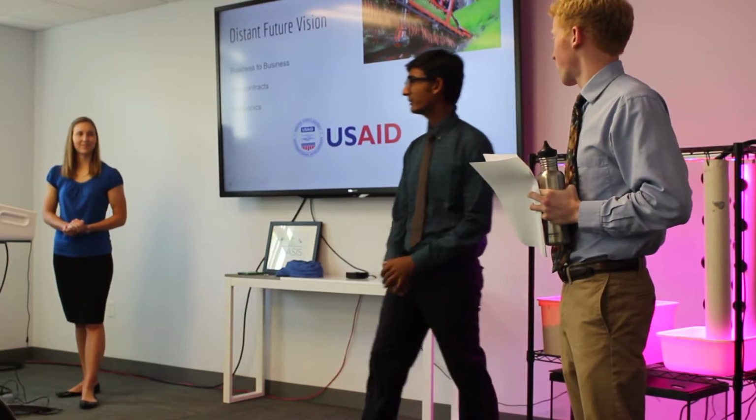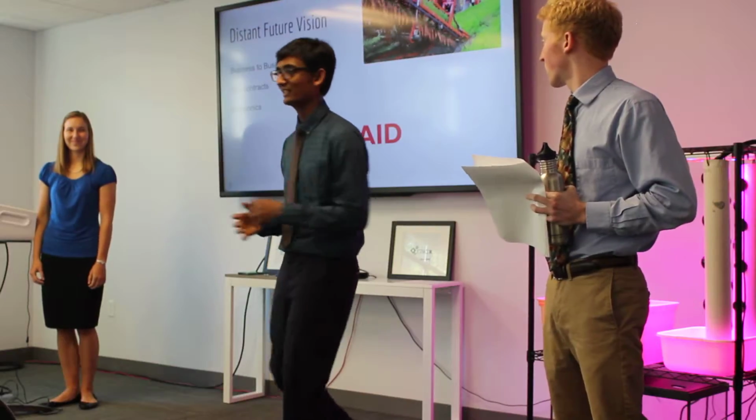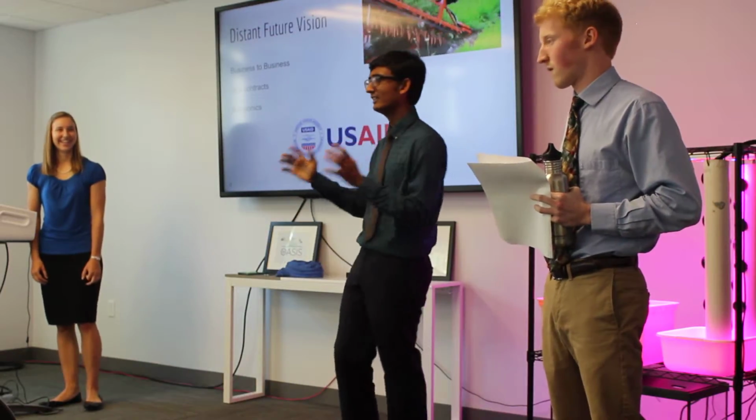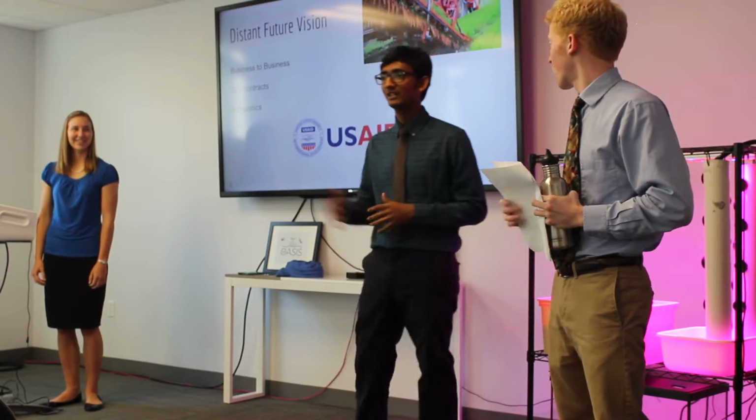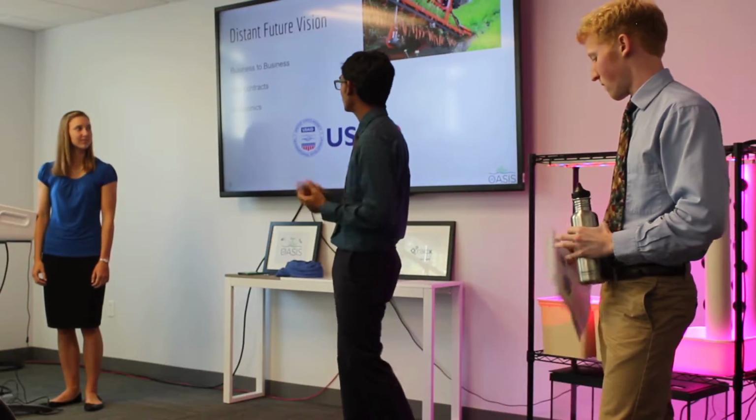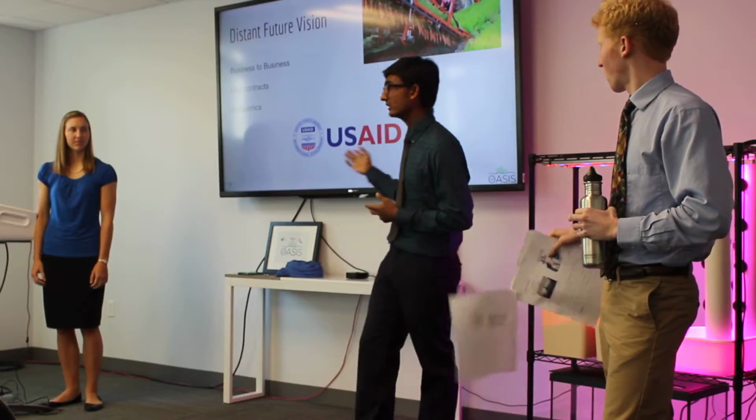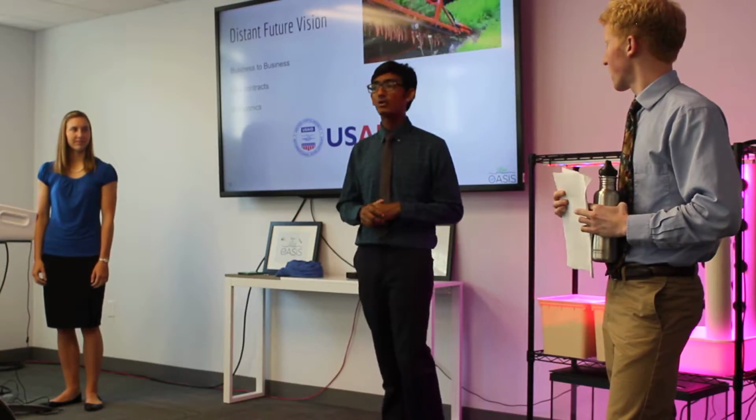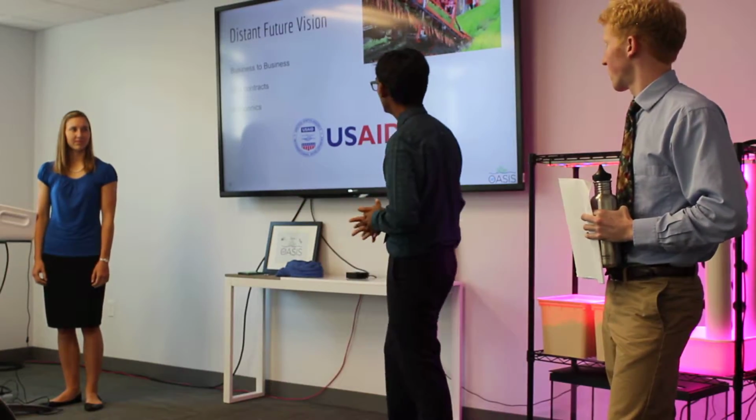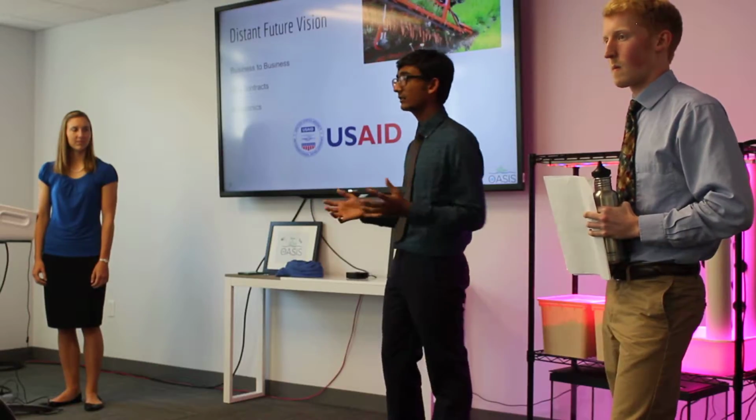So let's talk a little bit about our distant future. Elon Musk was a visionary. He is a visionary. He thinks years and years in advance, and that's something we're trying to emulate here at OASIS. So we're thinking about business-to-business contracts and government contracts, such as with USAID, and bring aquaponics on a wide scale all around the country and all around the world.